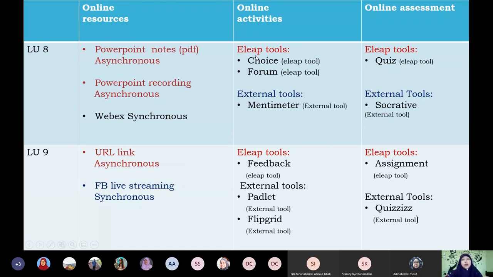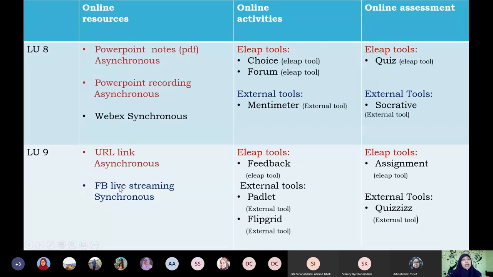All right, so the same goes with online activities. You can choose either to utilize ELEAP tools, or maybe you want to use external tools, maybe a combination, it's up to you. But again, we have to consider our students, whether they can have easy access or not, right? So activities can be choice, or it can be forum. For external tools, maybe Mentimeter or Padlet, it's up to you. Maybe for learning unit 8, you choose choice, and then that's it. Once is enough. And online assessment, maybe not everyone does assessment, but once you want to choose, you can choose using the ELEAP tool, or you can use external tools. Right, so that is for learning unit 8 and learning unit 9.